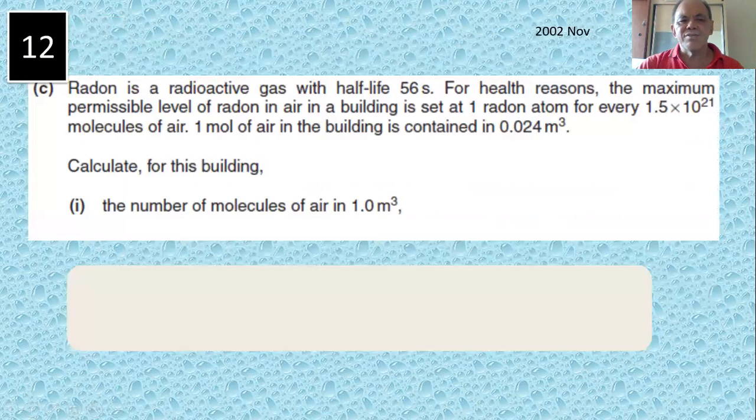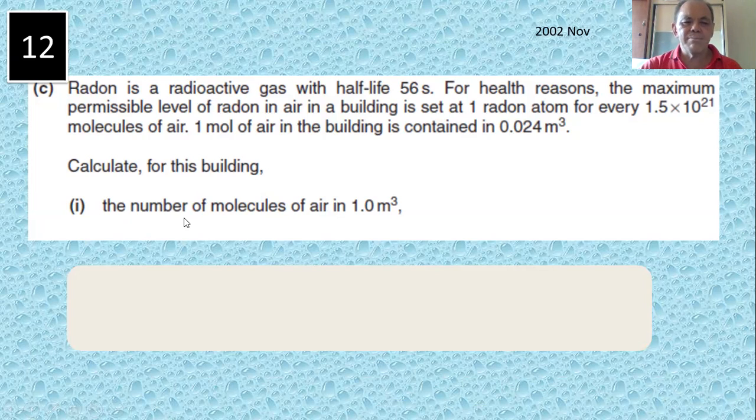Radon is a radioactive gas, with a half-life of 56 seconds. For health reasons, the maximum permissible level of radon in air in a building is set at 1 radon atom for every 1.5 times 10 to the power 21 molecules of air. 1 mole of air in the building is contained in 0.024 meter cube. Okay, so that's the volume of 1 mole of air.